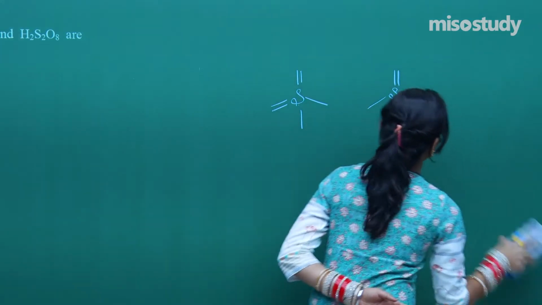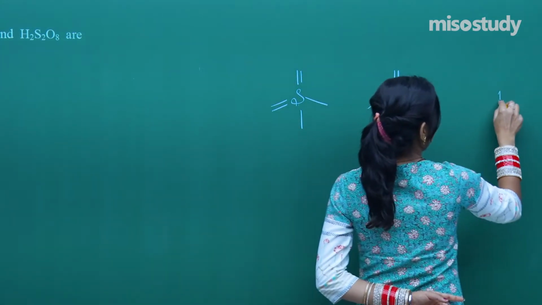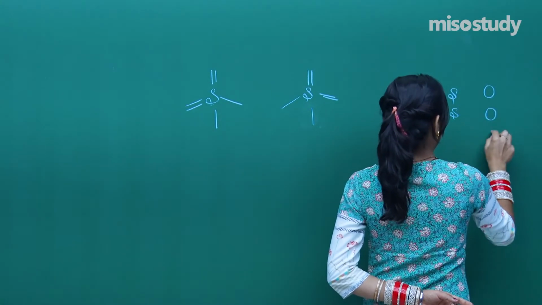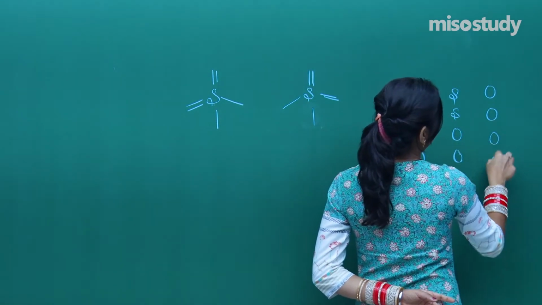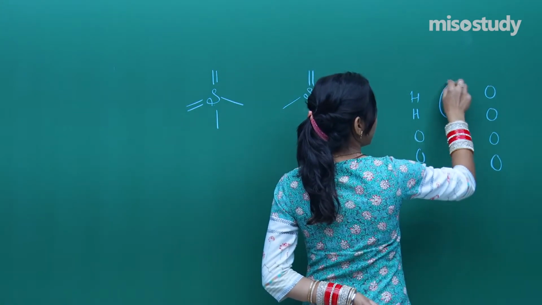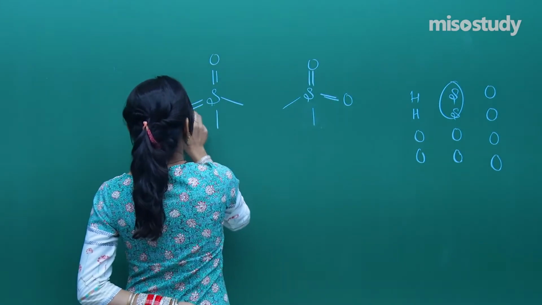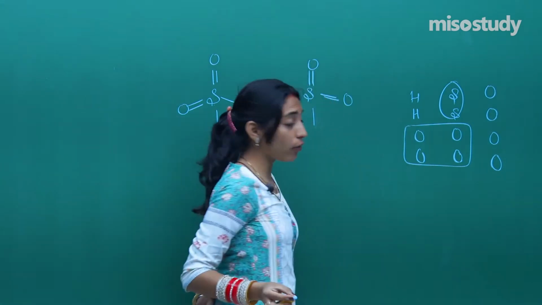Single bond. So we have H2S2O8. So 1, 2, 3, 4, 5, 6, 7, 8, right? Now let's try to arrange. The 2 sulfurs we have done. Let's put 4 oxygens at each double bond. The 4 oxygens are also done.